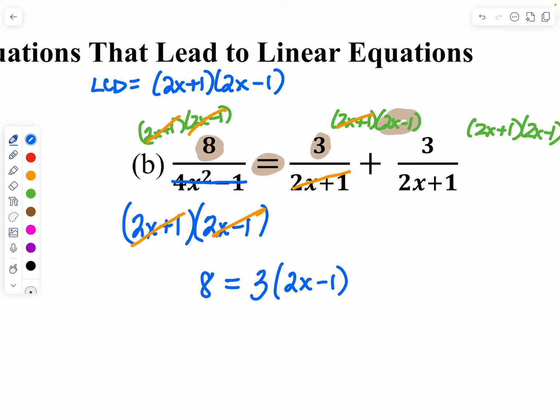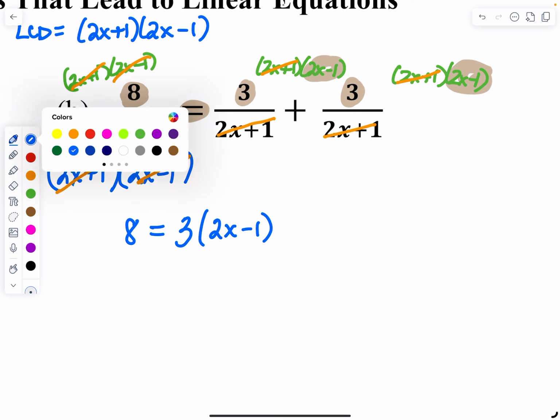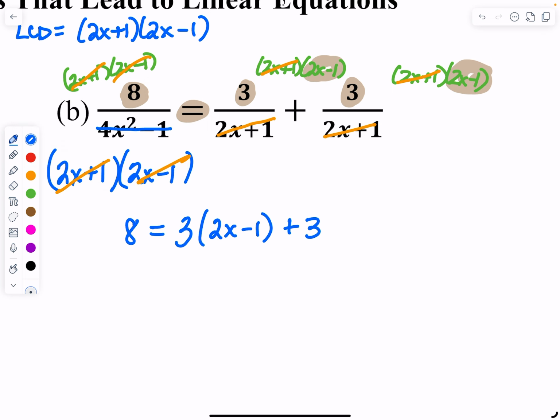So you could do that instead of writing it all down. I'm going to cancel again 2x plus 1. So what's left is I've got a 3, right? I've got my 3. And then I have my 2x minus 1. So once again, the shortcut is to write down the plus 3, because I know I'm going to have that.